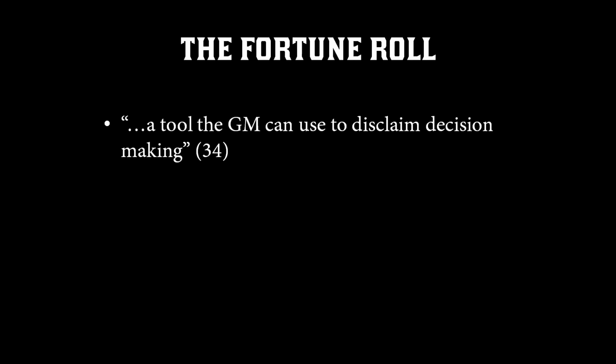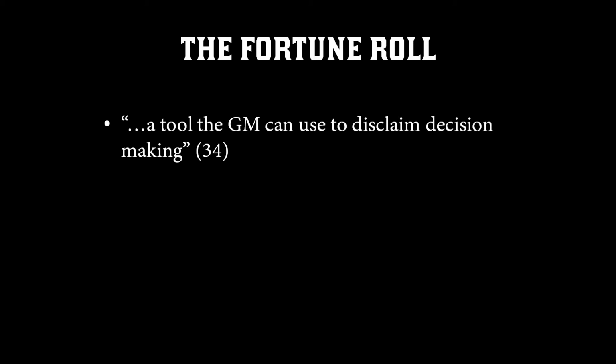So the fortune roll is a tool the GM can use to disclaim decision making. There are some cases when running a game where the GM making an arbitrary, direct decision about what happens can feel uncomfortable for the GM themselves, because it's putting themselves too much into the fiction, into deciding what happens next, when it might be more comfortable or easier to disclaim that responsibility and pass it off on fortune or fate.